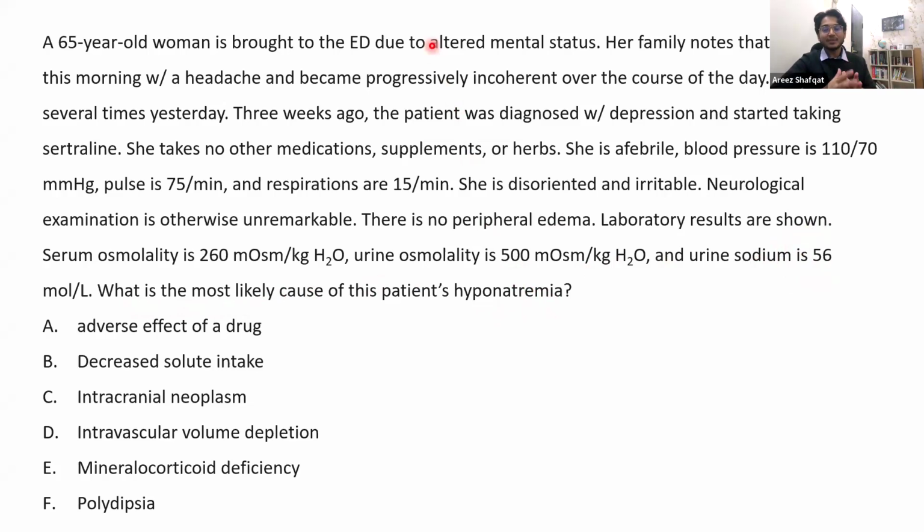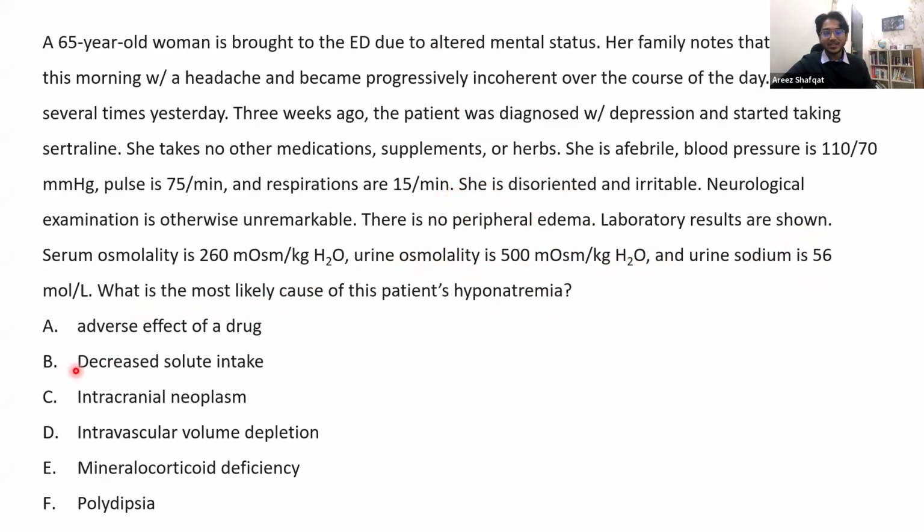So firstly, what type of hyponatremia does this patient have? Is it hypervolemic, hypovolemic, or euvolemic? And is it ADH dependent or ADH independent? Because of the urine osmolality, you know that this is ADH dependent, and there's no signs of hypervolemia or hypovolemia. So this is euvolemic hyponatremia or SIADH.